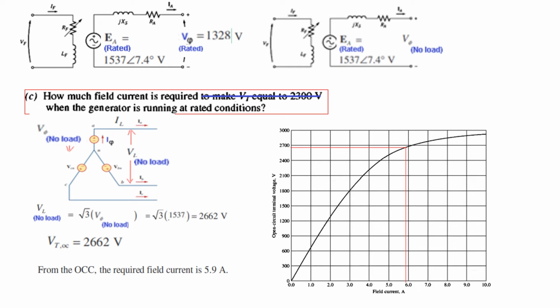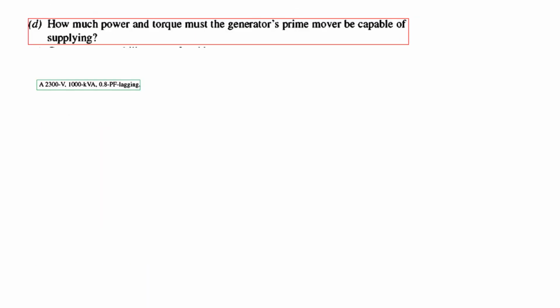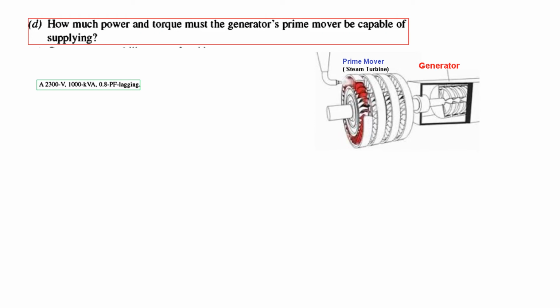So this is slightly tricky, but if you concentrate, it will be easier to find out. Okay, now let's move to question number D. How much power and torque must the generator prime mover be capable of supplying? So I'm sure you all have an idea what a prime mover is.